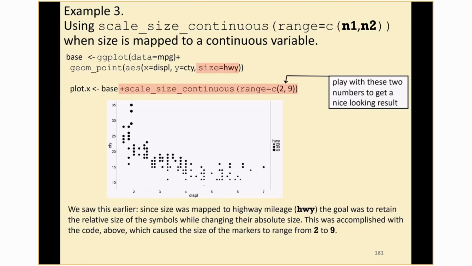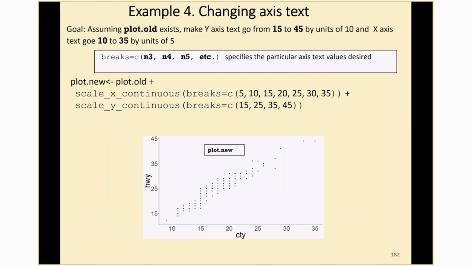Scale size continuous. This is the one that we saw earlier. So essentially, we've got a plot like this. We want to increase the absolute size of the markers without changing the relative size. So we just type in scale size continuous, and there's its open and close parenthesis. The keyword range equals, then we specify a vector with two numbers that specifies the minimum and maximum size of those markers that we want.